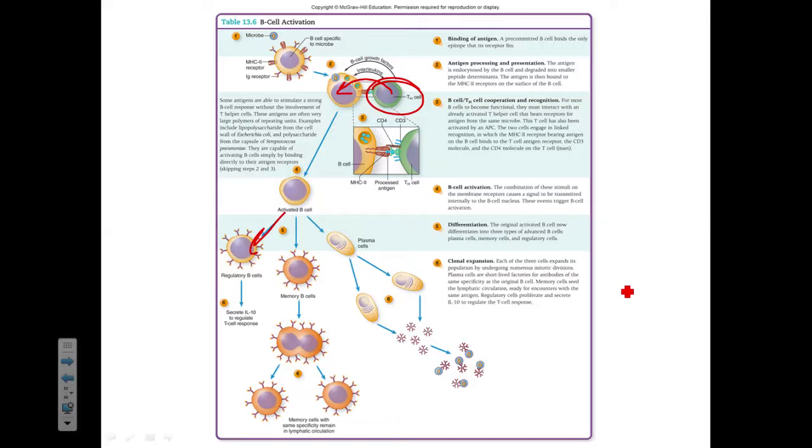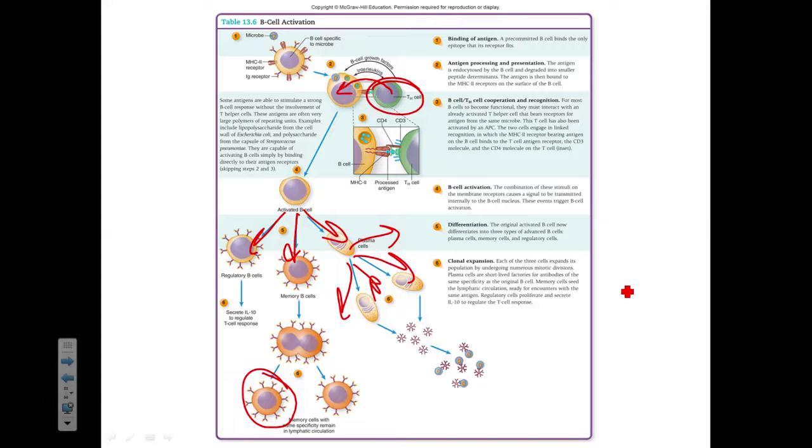There'll be B regulatory, memory B, and plasma cells. B regulatory cells are going to then travel to T cells and trigger replication among the T cells. So B regulatory causes there to be more T cells. Our B memory cells are long-term cells that give our immune system long-term immunity to a pathogen.